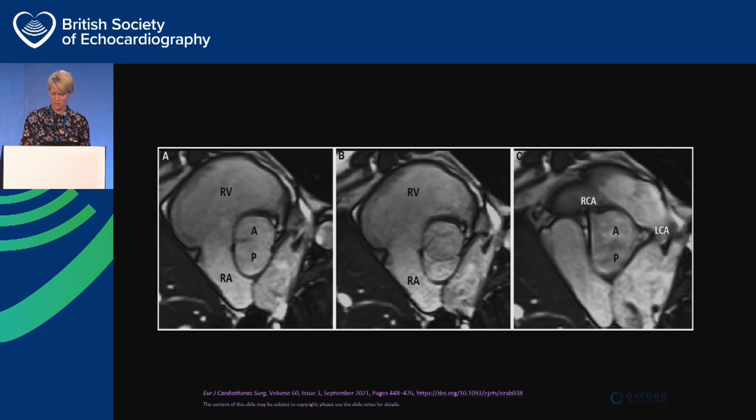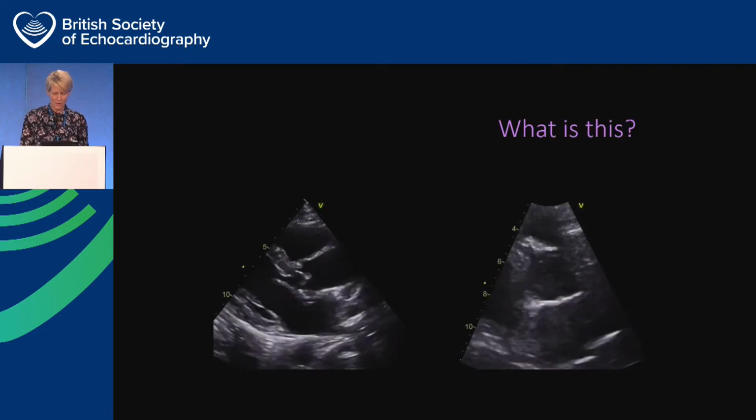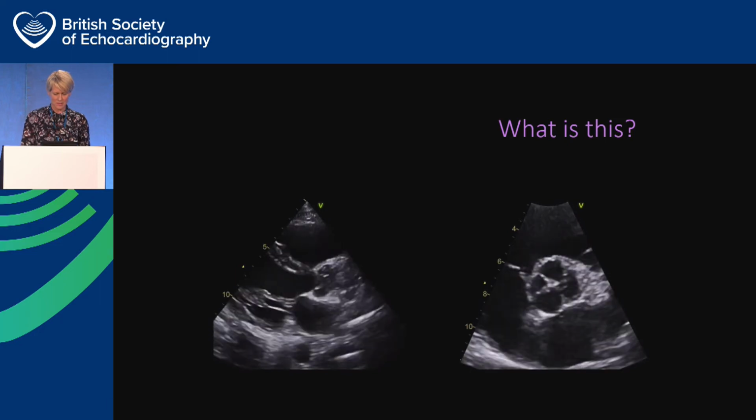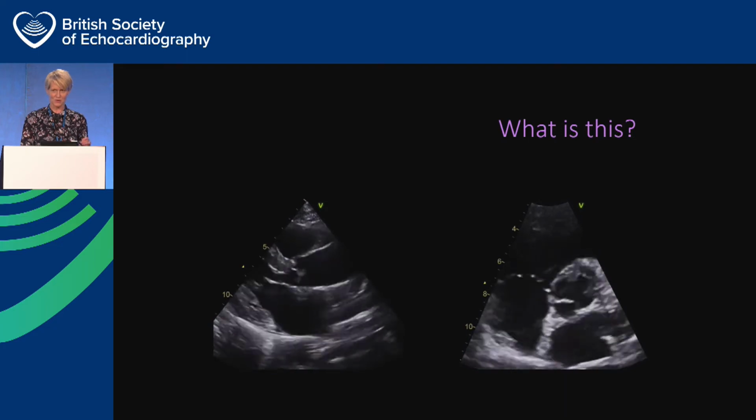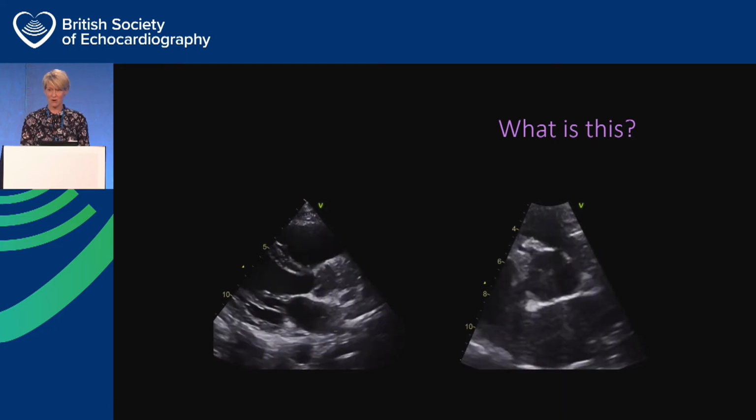So the anterior leaflet at the front of the heart, and then the posterior one like that. What is this, you may ask? So this is a patient that came along pregnant. This is a classic interventional cardiology story, because she came along with a bit of chest pain, had an angiogram, and then had an MRI.